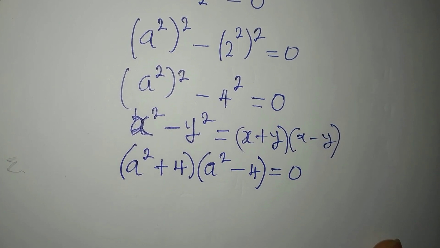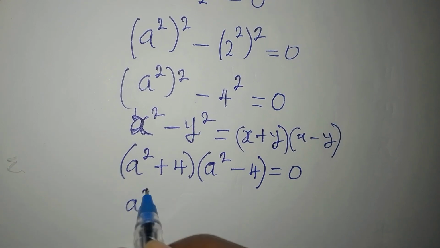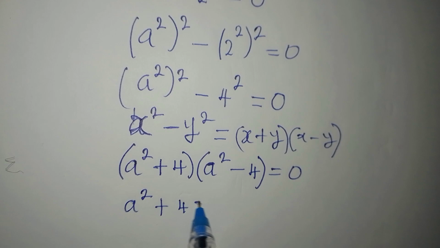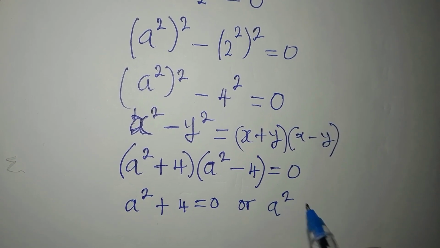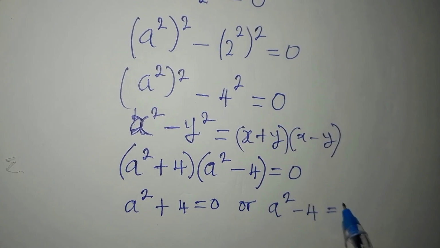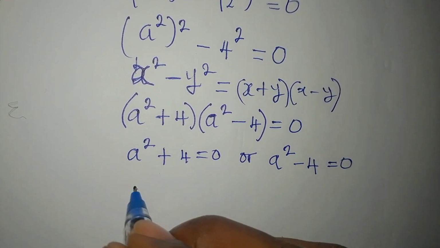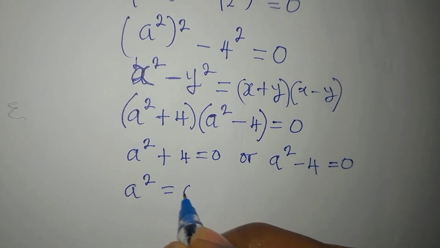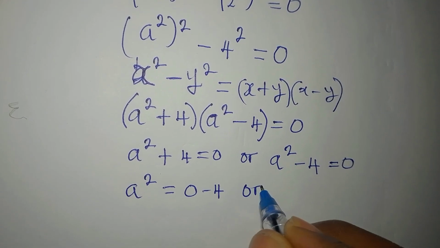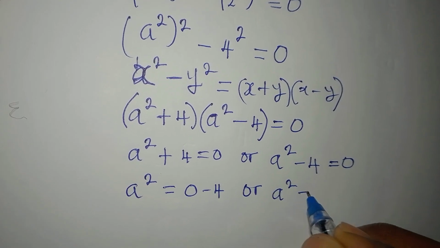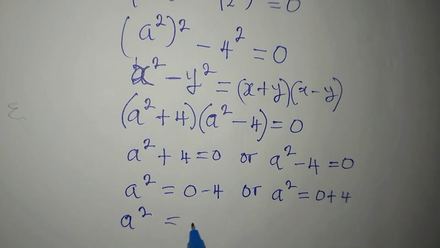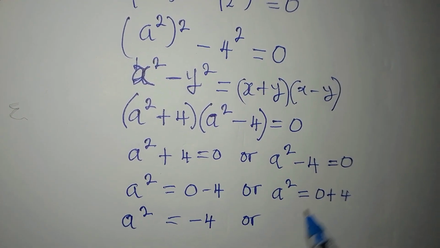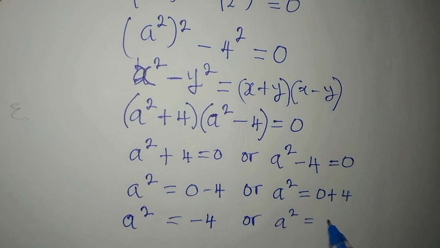Okay, so what again do I do? From the first factor, we can say that a squared plus 4 is either equal to 0, or from the second factor, a squared minus 4 is equal to 0. So that a squared is equal to 0 minus 4, or a squared is equal to 0 plus 4. Now, our a squared is minus 4, or a squared is plus 4.